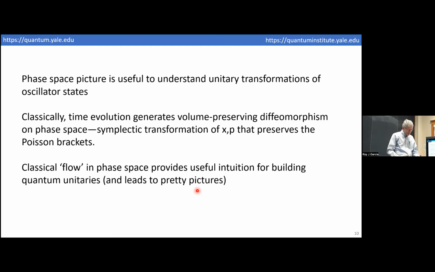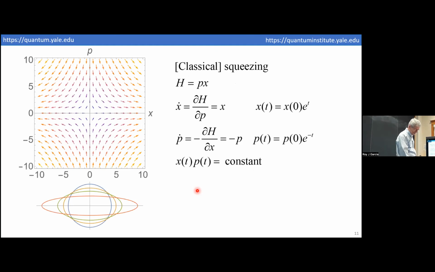And so it turns out when you're trying to design unitaries to do interesting transformations on your oscillator, it's often useful to think of these classical cases. So here's the squeezing Hamiltonian. Quantum mechanically, it's p hat x hat plus x hat p hat, just to make it Hermitian. But this is my favorite Hamiltonian when I teach sophomore mechanics. The Hamilton equations of motion are x dot equals x, and p dot is minus p. So x gets big, and p goes exponentially to zero.